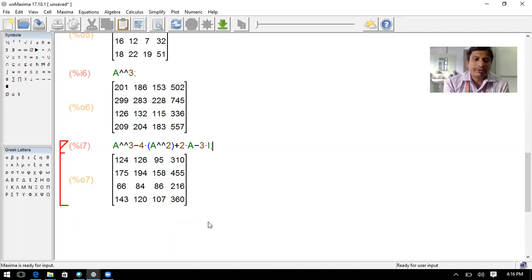That value is 124, 126, 95, 310, then 175, 194, 158, 455. Then the third row is 66, 84, 86, 260. Then the fourth, last row is 143, 120, 107, 360. Okay, you can also prove this theoretically. Practically and theoretically both give the same result.